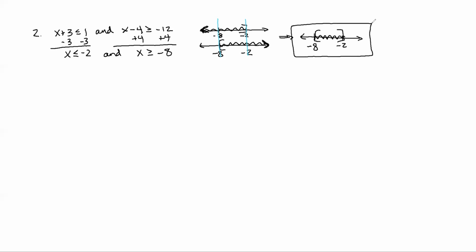This is our graph. And then our interval that we get from the graph is everything from the furthest left, so negative 8 with a bracket, comma, the furthest right we go is negative 2 with another bracket. So this is our graph, and this is our interval notation.